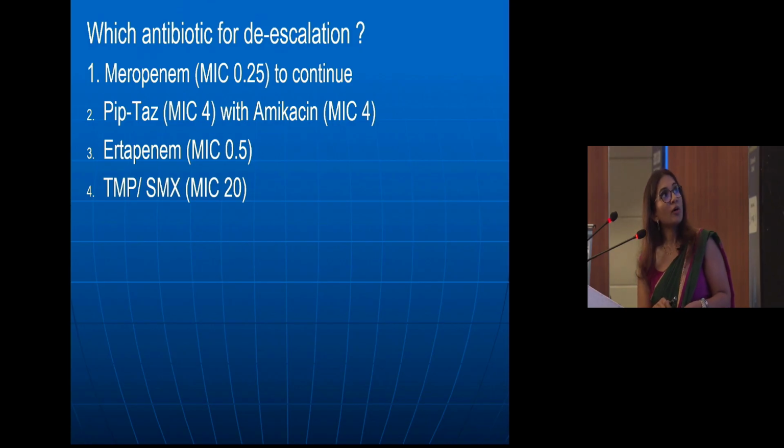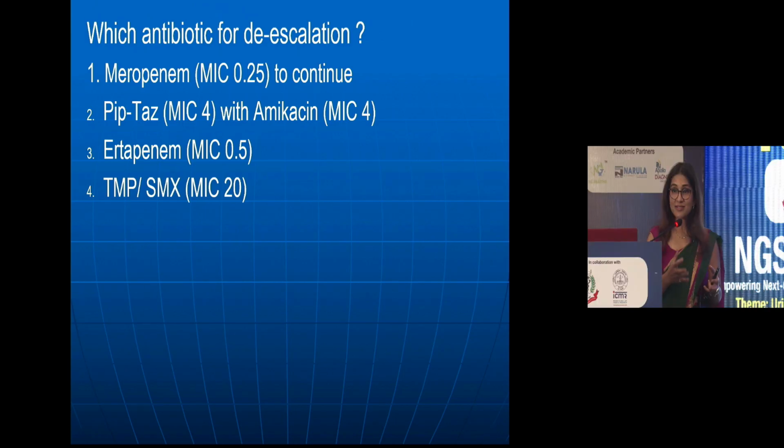So, now what do we do with the antibiotics? Should we consider de-escalation once the patient has improved, or these are the options. Do we continue with meropenem as the patient is improving on meropenem? Should we switch to piperacillin-tazobactam with amikacin, switch to ertapenem, or switch to TMP-SMX?